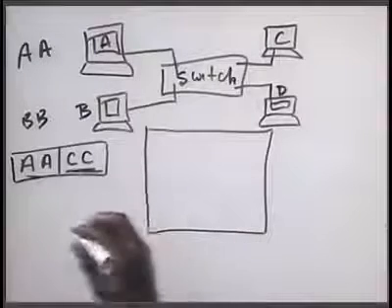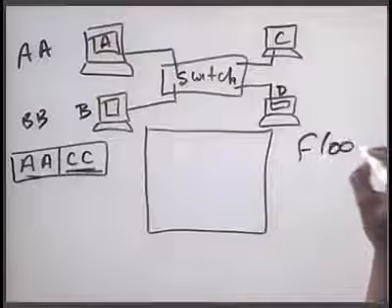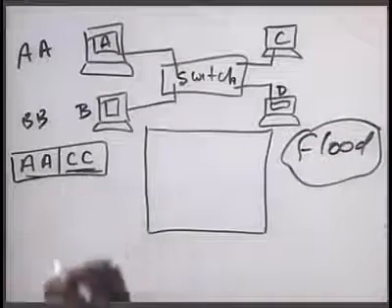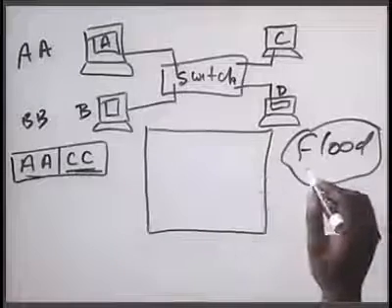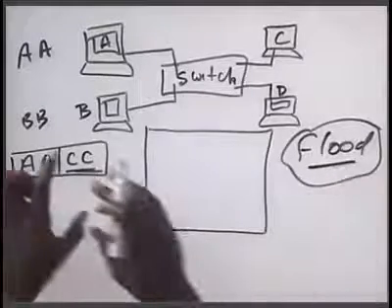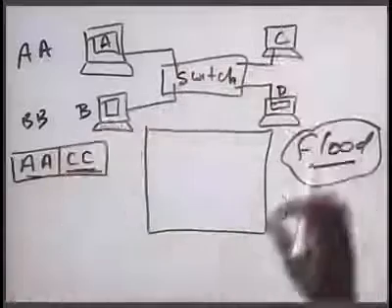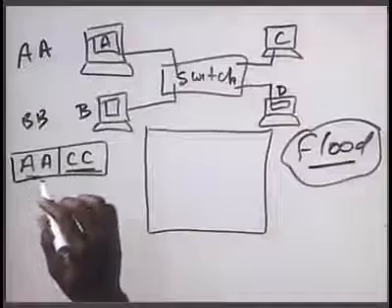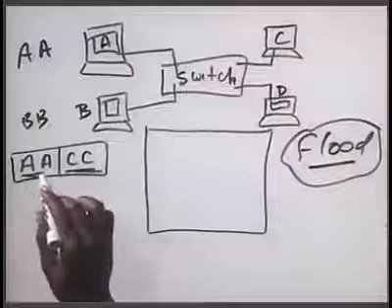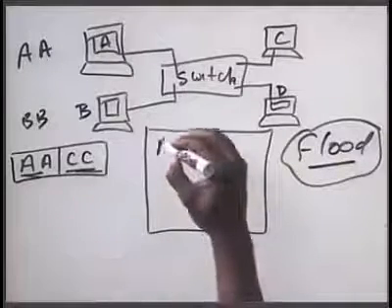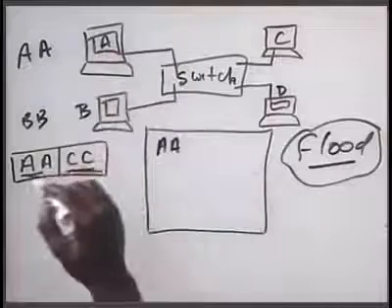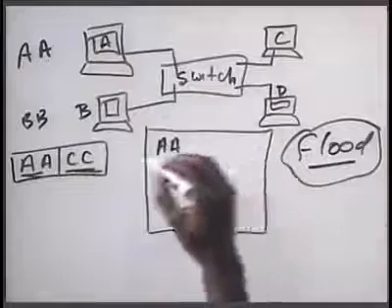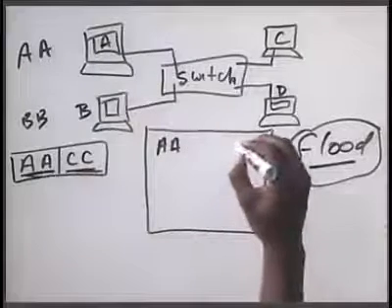Switches flood all frames to unknown MAC addresses, which means that the switch takes a copy of that frame and floods it out of all ports other than the one that it came in on. In addition to this, the switch learns the MAC address of the source device from the source address field here, associating that address with the port that it came in on.